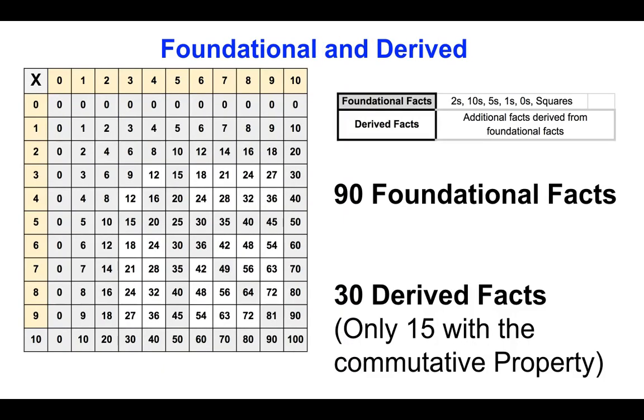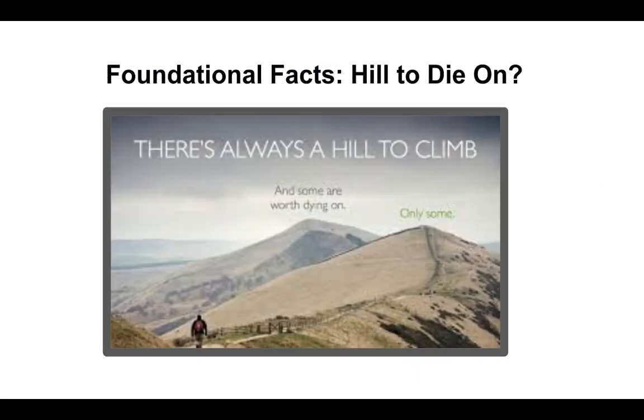Okay? Here's the beautiful thing, my friends. There are 90 foundational facts. There are 30 derived facts, meaning we're going to work those out. We're going to figure those out and then move them into automaticity through what we know about foundational facts. However, with the commutative property, 3 times 4 and 4 times 3, we really only have 15 other facts. So the moral of the story is, foundational facts are the first hill to die on when it comes to multiplication fact fluency. All right? This is important.